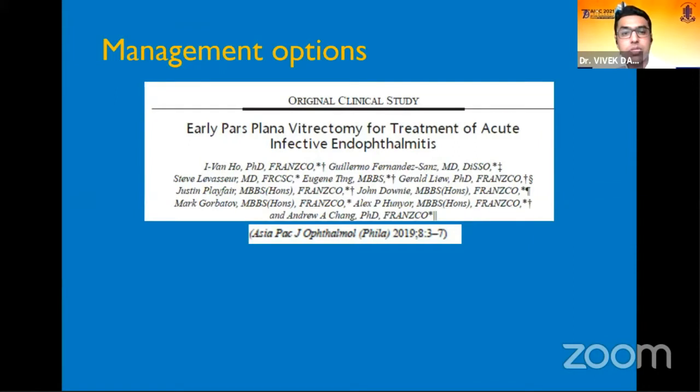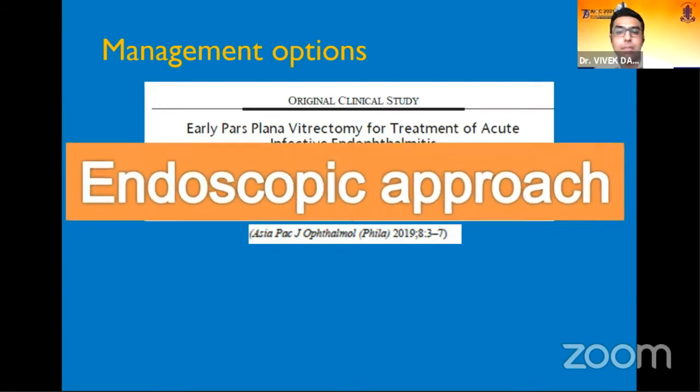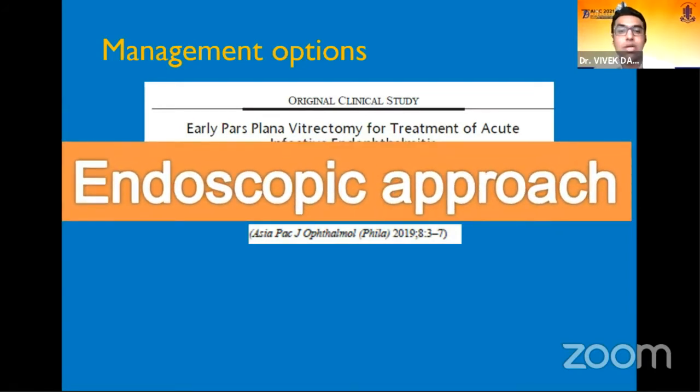Now, this was a paper which spoke about early pars plana vitrectomy for treatment of acute infectious endophthalmitis. A very good paper which compares timelines at which endophthalmitis is intervened for. And this paper clearly concludes that in today's scenario, the quicker you clear the vitreous cavity in an infective endophthalmitis, the better will be your results. So in that scenario, an endoscopic approach gives you the best chance to immediately know what the scenario inside is and have a complete clearance of the posterior segment.